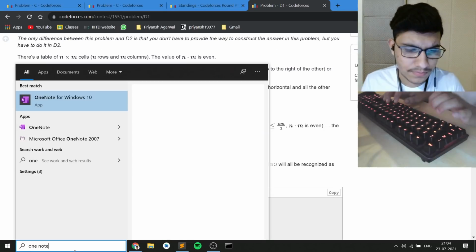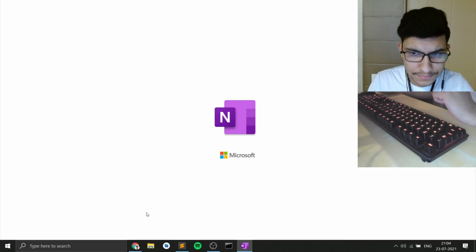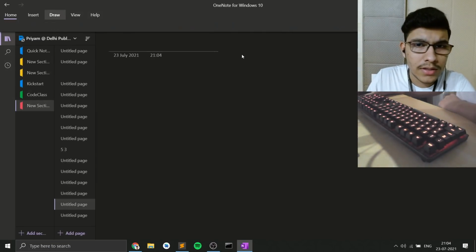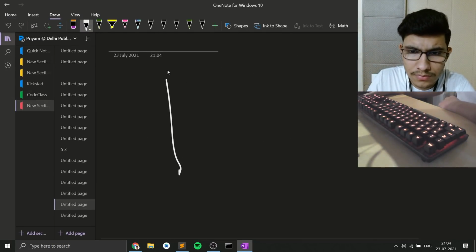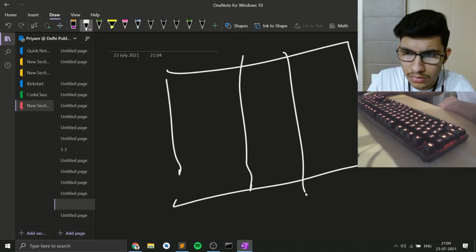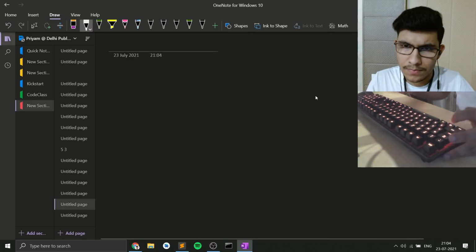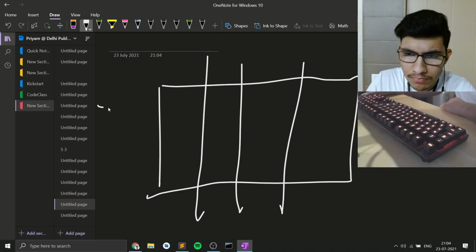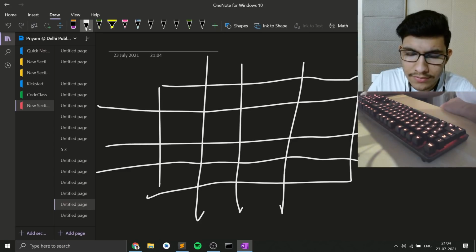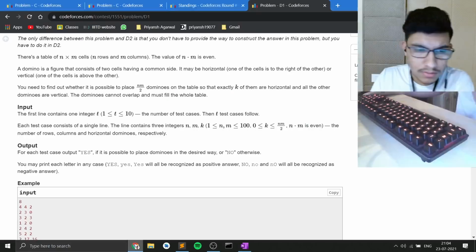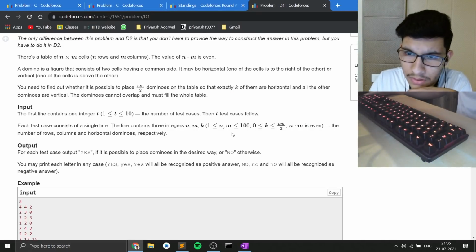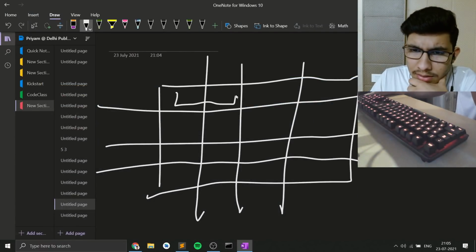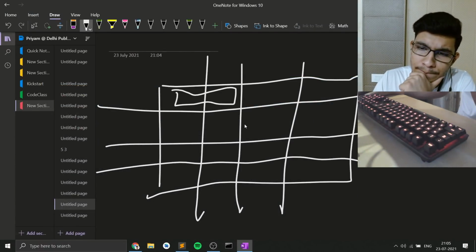So let's try to draw them here. Right. So for the very first case, we have 4 cross 4. Okay. And we need to place two of them horizontal. Right. Okay. So let's say I decide to place a horizontal domino here. Then what does this mean?